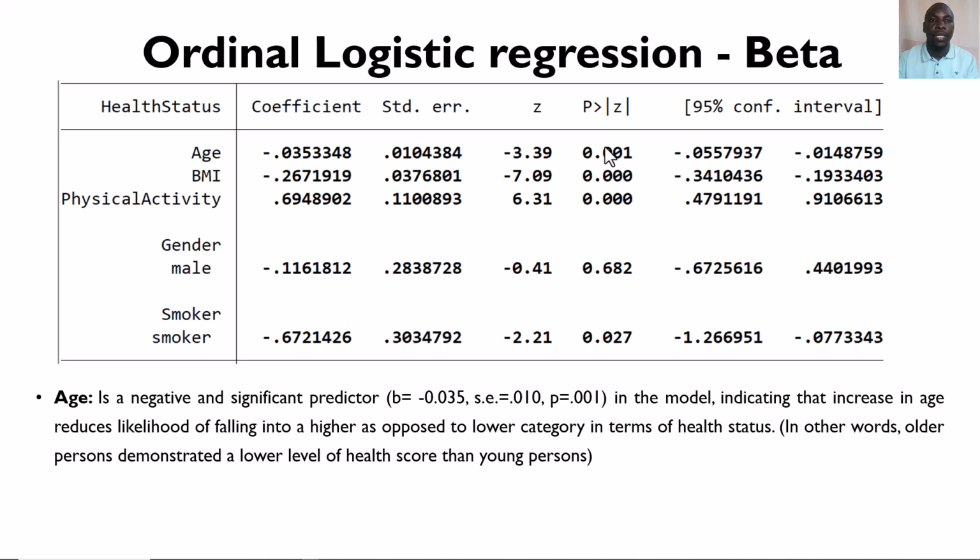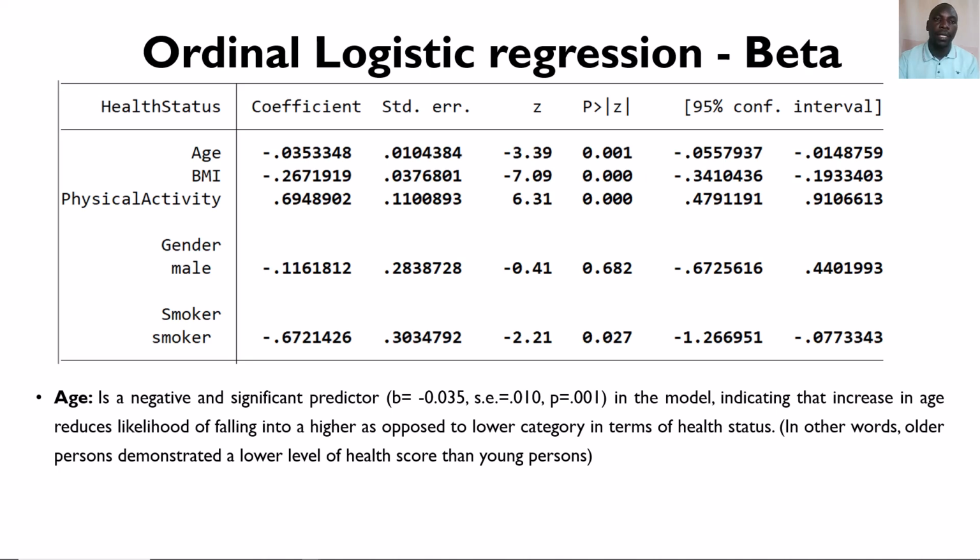A similar interpretation applies for BMI, which is negative and also statistically significant. So it is a negative and significant predictor in the model, indicating that an increase in BMI reduces the likelihood of falling into a higher as opposed to a lower category in terms of health status. In other words, people with a higher BMI demonstrated a lower level of health score than those with lower BMI values.